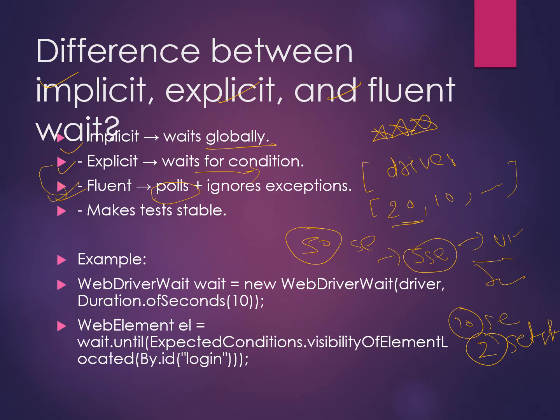Let's go with the explicit wait: WebDriverWait wait = new WebDriverWait(driver, duration of seconds 10), and WebElement, wait.until(ExpectedConditions.visibilityOfElementLocated(By.id("login"))). So this is wait.until ExpectedConditions, visibilityOfElement, elementToBeClickable. There are so many functions or conditions we can use according to the element you are looking for. I think you got my point.